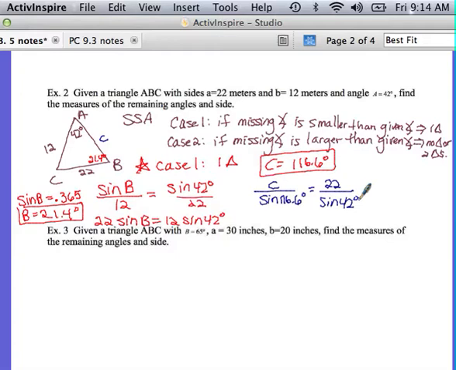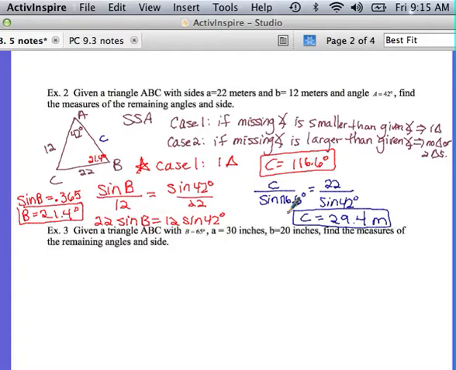So let's cross multiply and divide. You could actually do 22 sine 116.6, press enter, divided by sine 42. And I'm getting C is 29.4, and that's meters. So whenever units are given in the problem, include units in your answer. All right, any questions on this one?